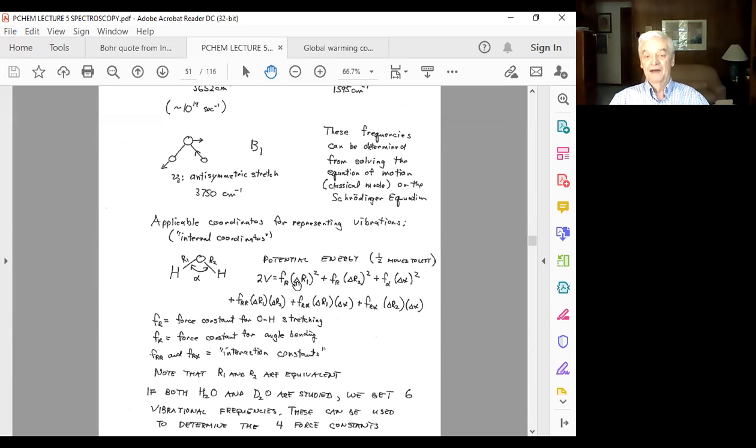If you like that 1/2 on the right side, that's okay too, but I prefer to write 2V is equal to this. So hopefully to everybody, it's clear that if we had just a diatomic molecule OH here on the left, we could write its potential function as 2V is f sub r delta R1 squared. So that would be the diatomic model for that bond. Now we see that bond R2 is equivalent to R1, so it's going to have the same force constant, which we're calling f sub r. And so the next term will be delta R2 squared.